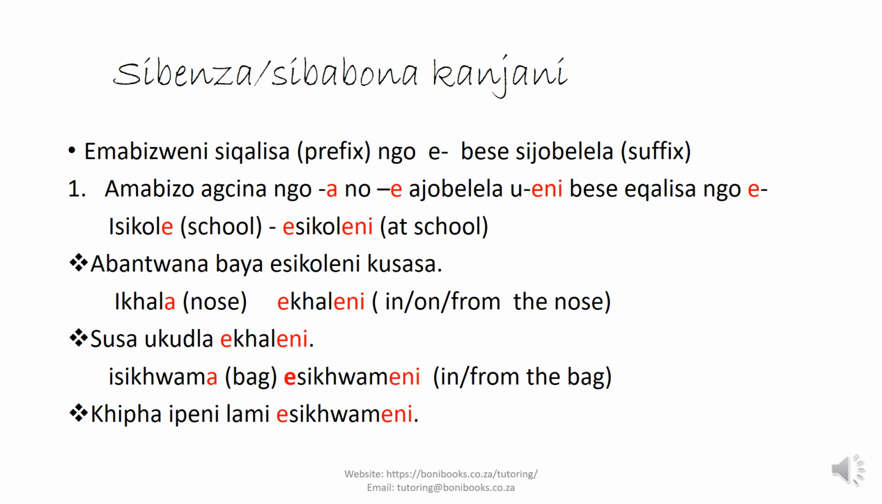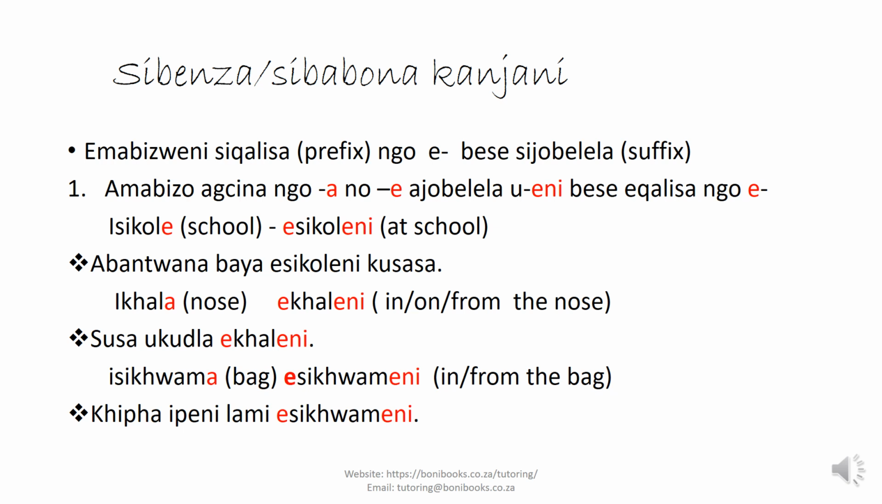Let's look at the first rule that I have here for you. Amabizo agcina ngo a no e ajobelela u-eni bese siqalisa ngo-e. It means those nouns that end in a vowel a or e, to them we will suffix eni. And you always remember to begin your noun with an e. Let's look at the examples that I have here.